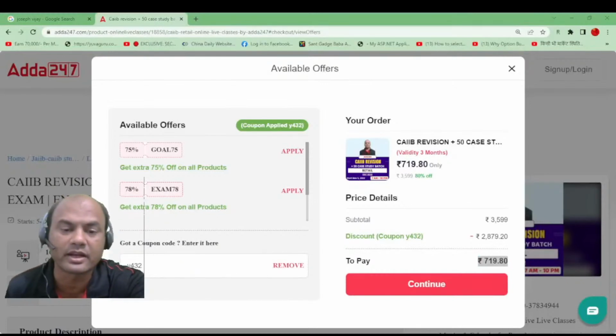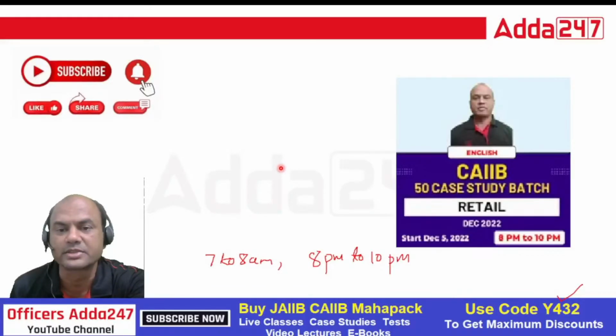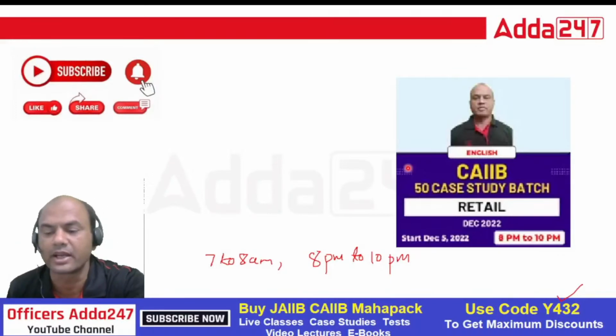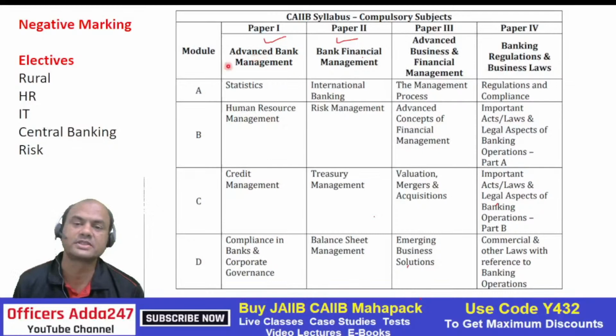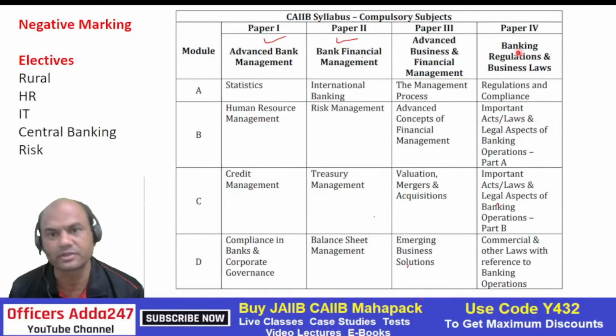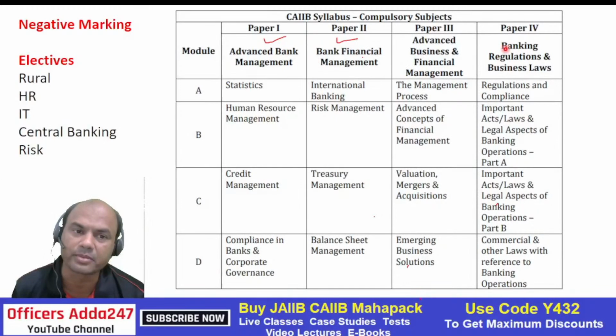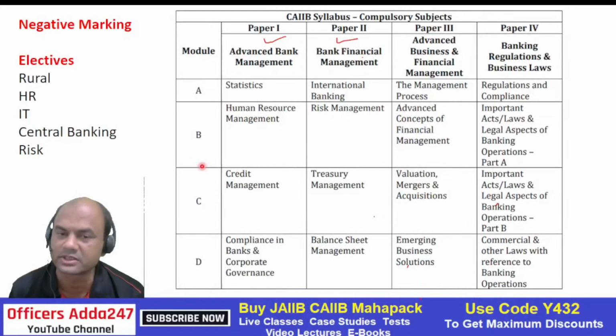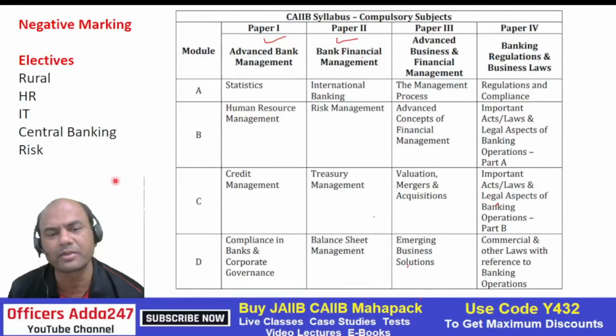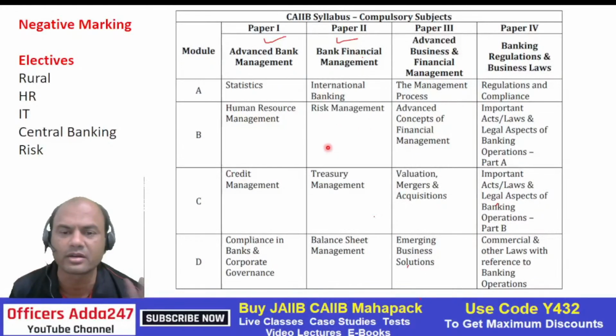Before going, I'll again tell you about the May 23 exam which is coming up. See this, the portion of that exam is 4 compulsory subjects: ABM, BFM, ABFM and BRBL, legal, okay? And these are the 2 new topics. So these 4 compulsory subjects plus electives, all the 5 electives: rural, HR, IT, central banking and risk. Then there is negative marking, okay? There is also a subjective question which I have not mentioned. So that's why I say if you have cleared ABM, BFM, just clear retail and clear the CAIIB, okay?